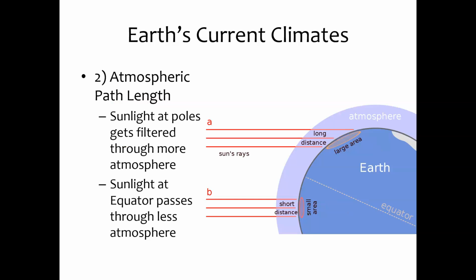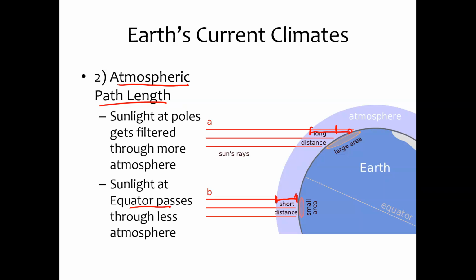A second factor that's also important is the path length through the atmosphere. As sunlight passes through the atmosphere, some of it is scattered or filtered out by that atmosphere. At the equator, sunlight has to pass through less atmosphere, about that much on this diagram, say. But if we diagram that same distance out up here, we see that the sunlight reaching the poles actually has to pass through a longer distance in the atmosphere because it's coming in at that oblique angle. And as a result, that sunlight gets filtered out more near Earth's poles than it does at Earth's equator.